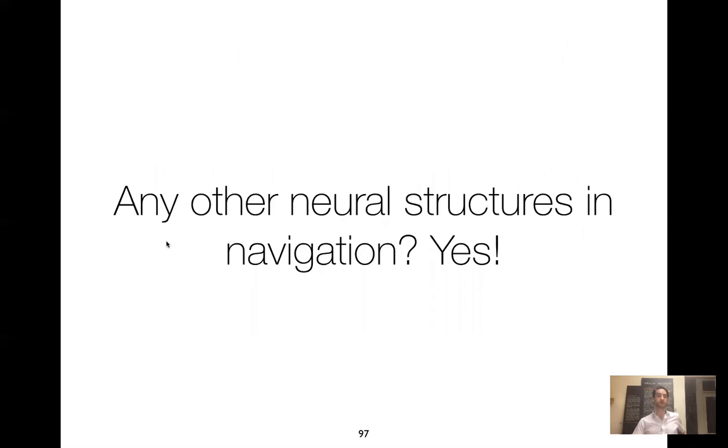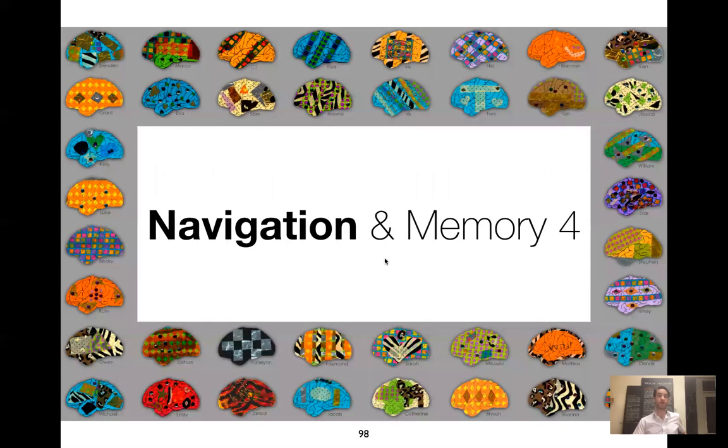Okay, so we've talked about the PPA, we've talked about the RSC, you're going to read about OPA, and we just talked about the hippocampus. It turns out that's not the end of it. We're going to do one more section on a few other regions and a few other different types of structures that are going to round out navigation, and then we will be done with that. We'll move on to memory, but let's take a break right there.